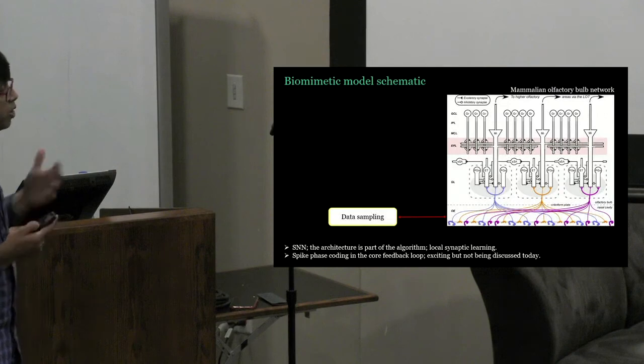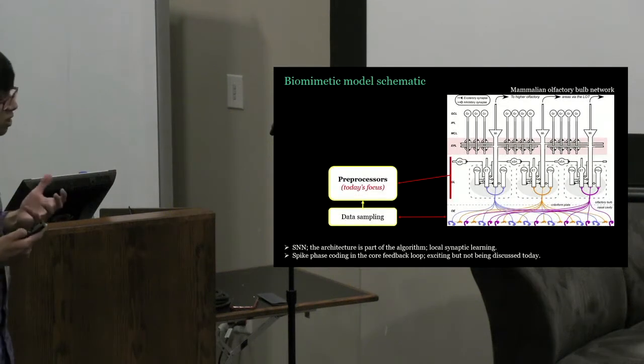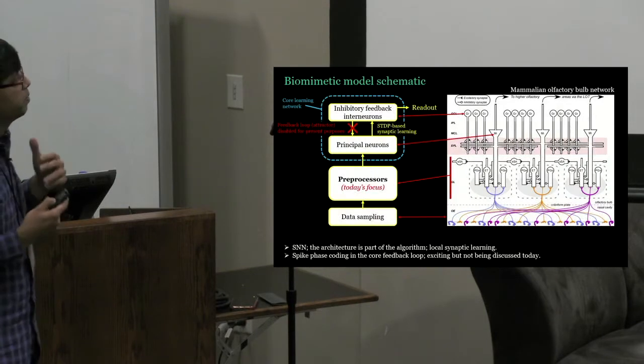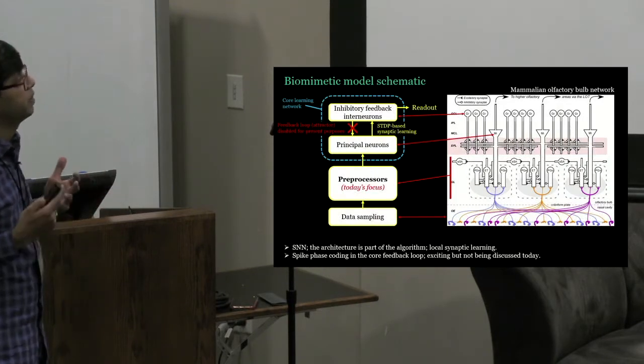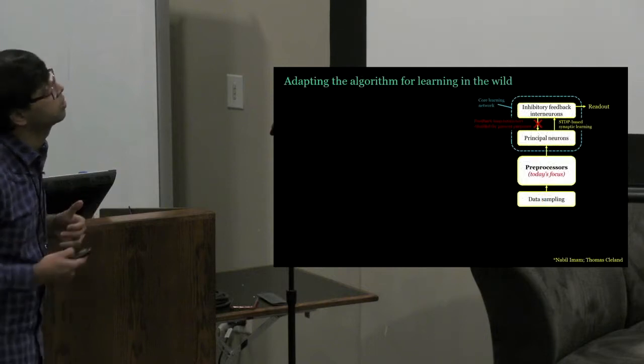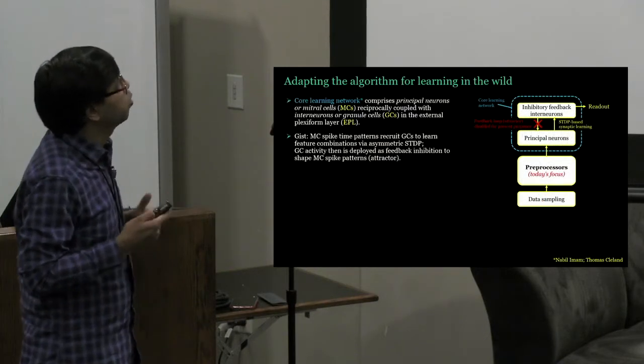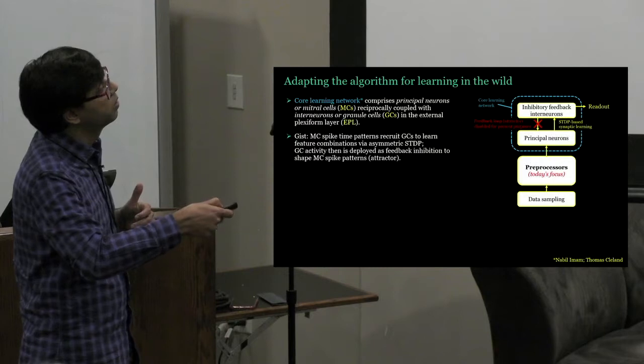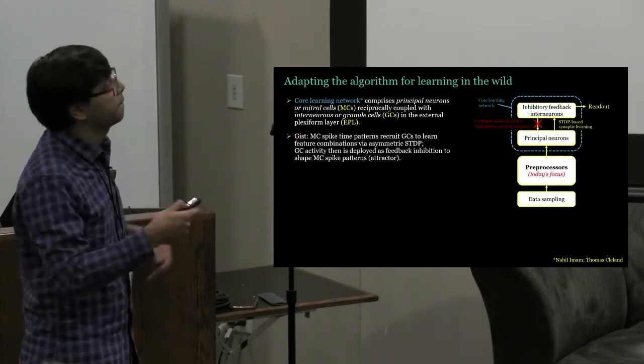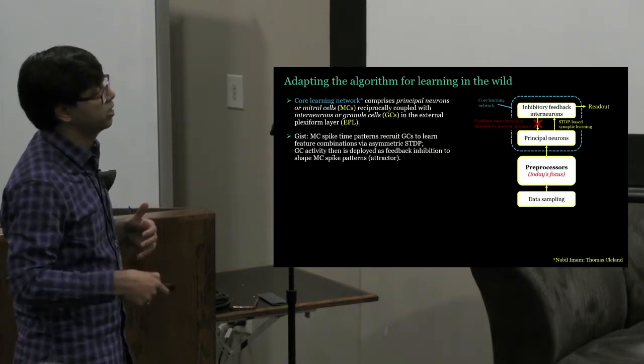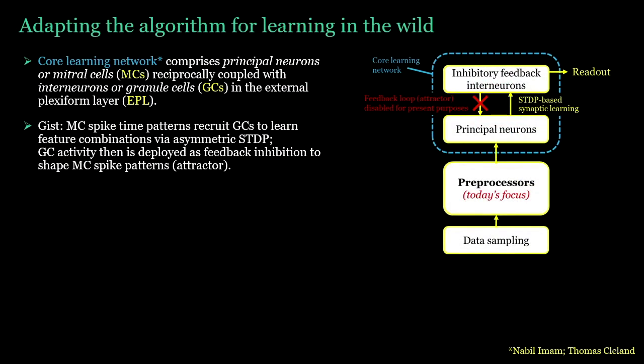Now, the data sampling is inspired by the olfactory epithelium. The preprocessor, my main focus, is inspired by the glomerular layer. And then you have the principal neurons projecting to the inhibitory feedback neurons. The core learning network is comprised of these principal neurons, mitral cells, projecting to the inhibitory feedback interneurons, which are the granule cells. Popularly, this layer is known as the external plexiform layer. From now onwards, keep in mind, when I say mitral cells, I mean these principal neurons, and when I say inhibitory feedback interneurons, I mean granule cells.